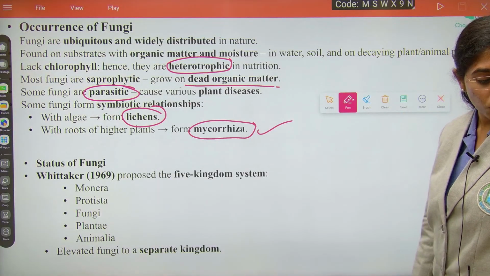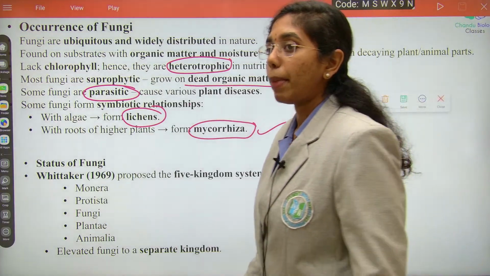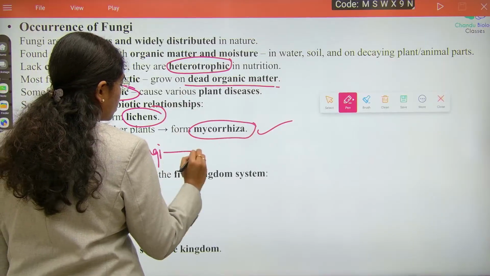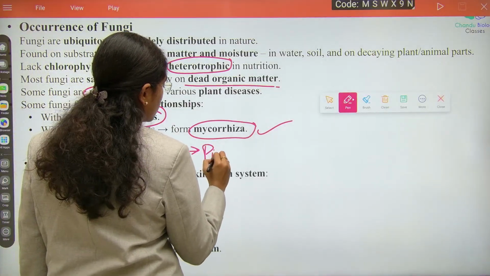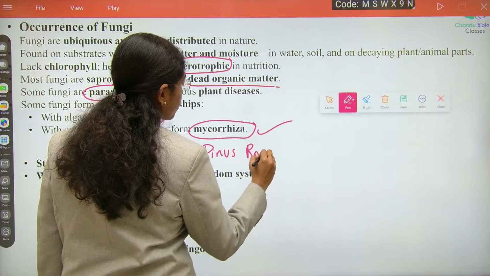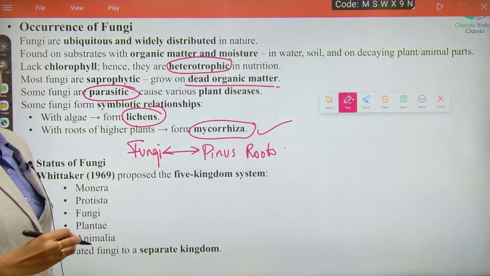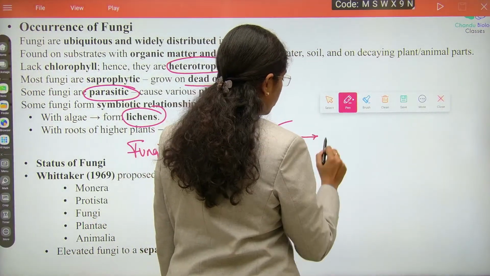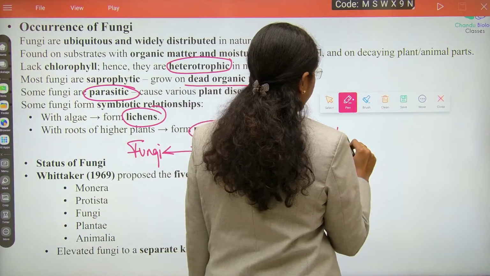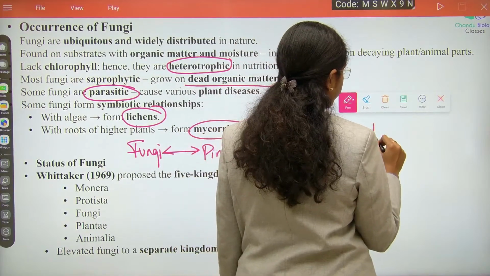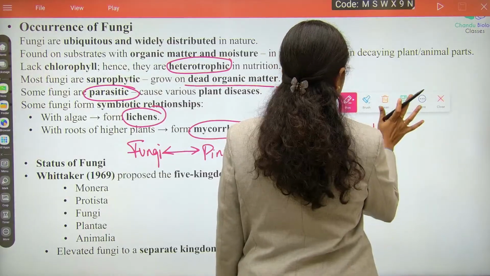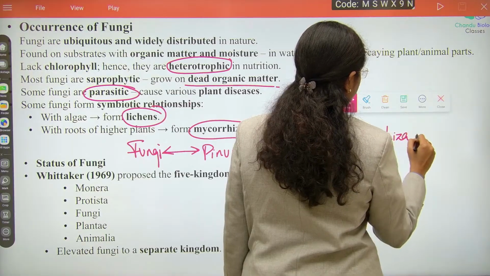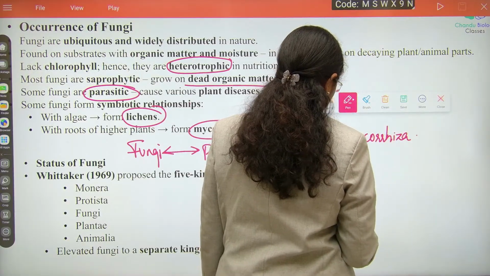One example with roots of higher plants is Pinus, the fungal association with Pinus roots. There are two types of associations: ectomycorrhiza and endomycorrhiza.